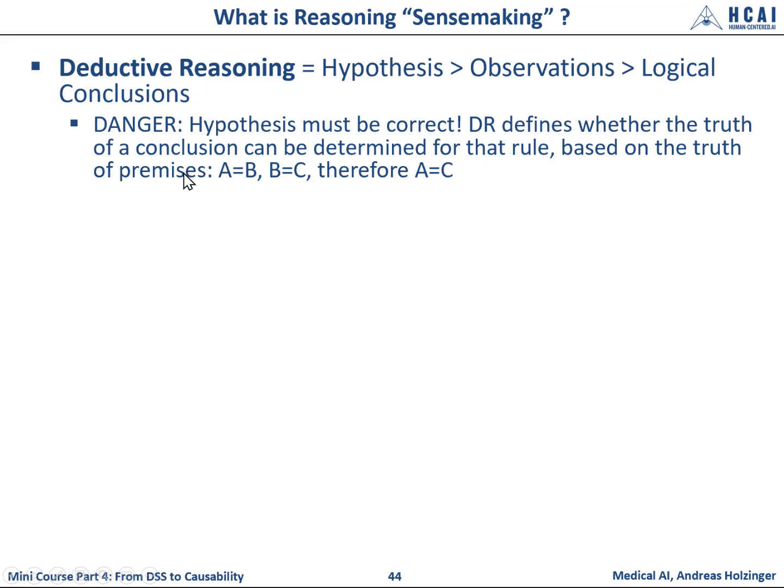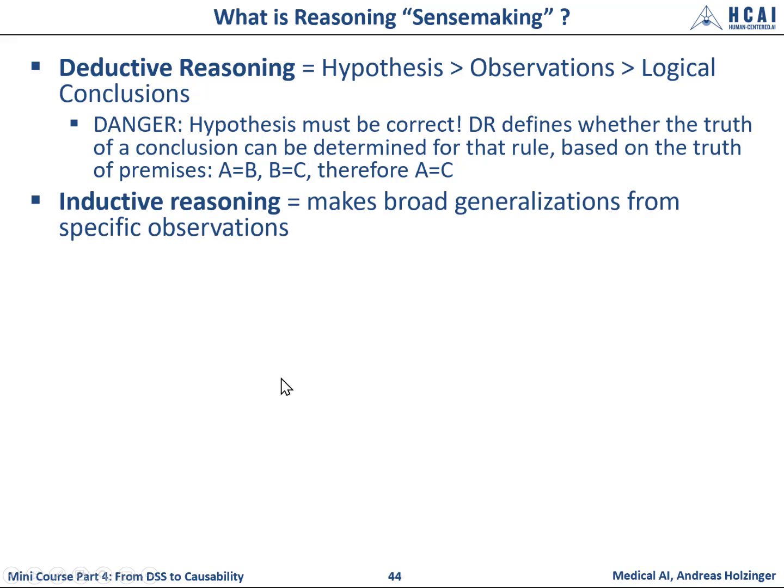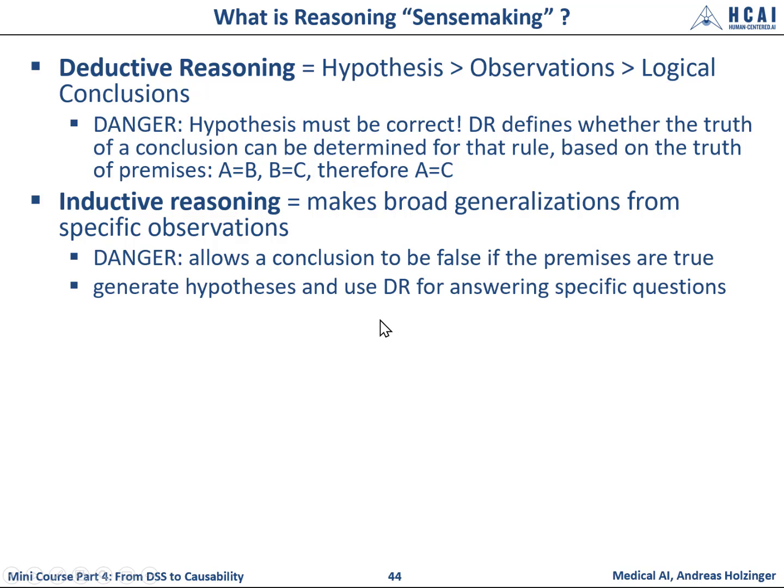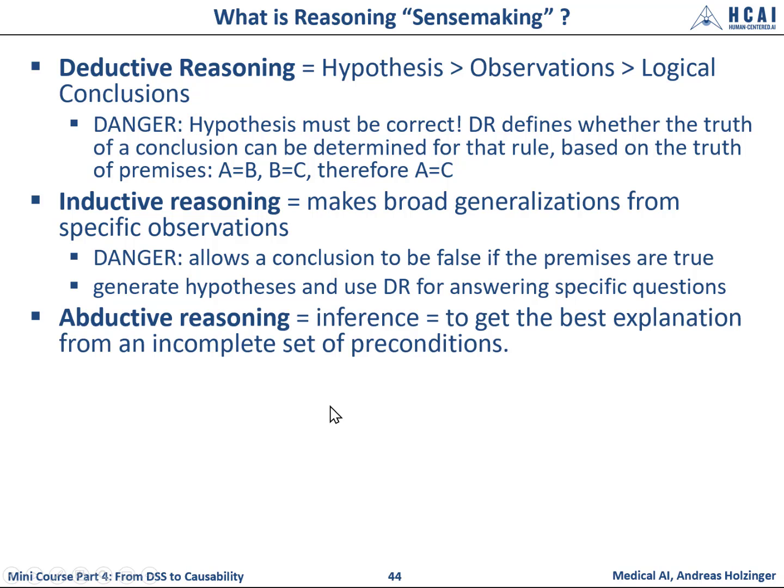So based on the truth of premises, A equals B, B equals C, therefore A equals C. And you know all these examples of this deductive reasoning. So inductive reasoning is then making broad generalizations from specific observations. Here also a danger. This allows a conclusion to be false if the premises are true. So you generate hypotheses and use then deductive reasoning for answering specific questions.